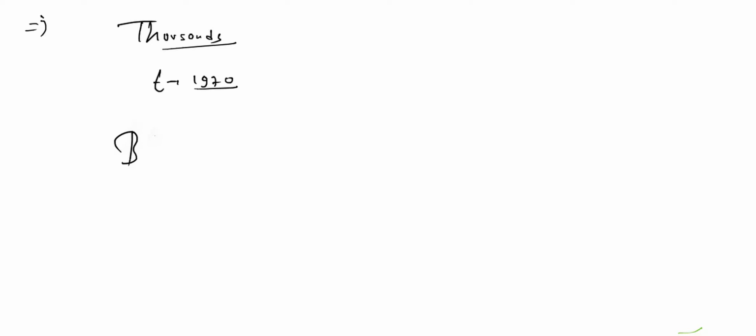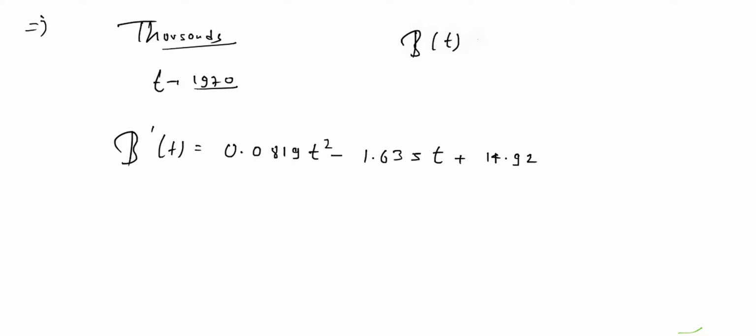So here b', which is the derivative, equals 0.0819819 t squared minus 1.635 multiplied by t plus 14.92. Now we have to find b(t). So we have to find the number of bachelor's degrees, given that about 824,000.